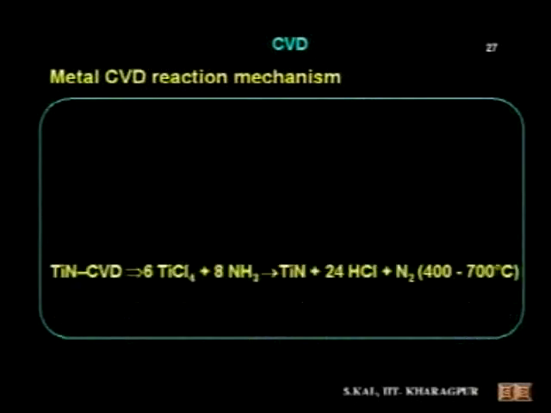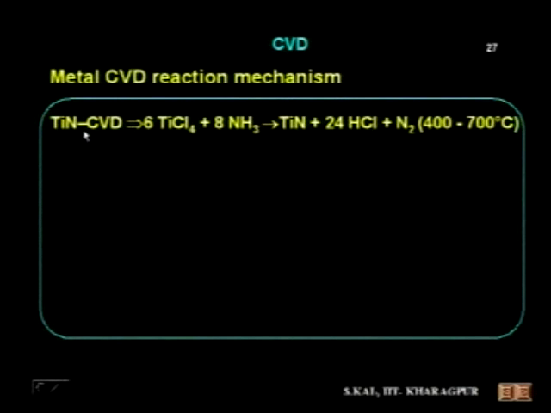Now, what are the reaction mechanisms in metal CVD systems? Let us see. In titanium nitride CVD, the reaction uses titanium chloride as a reactant gas and NH3, ammonia. The ammonia and titanium chloride react in vapor phase and form TiN, titanium nitride, plus HCl plus nitrogen, and the reaction temperature is 400 to 700 degrees centigrade. That is the titanium nitride CVD.